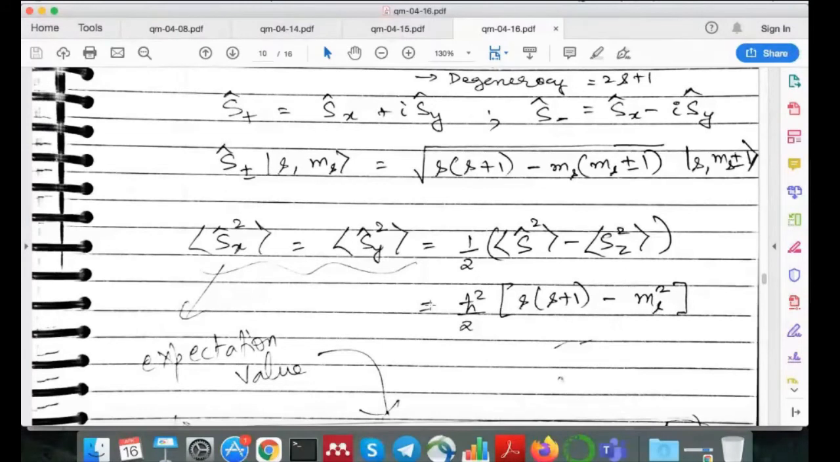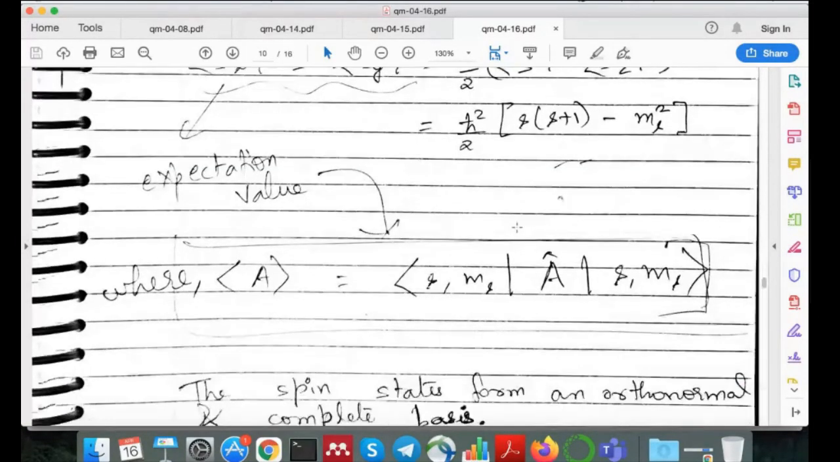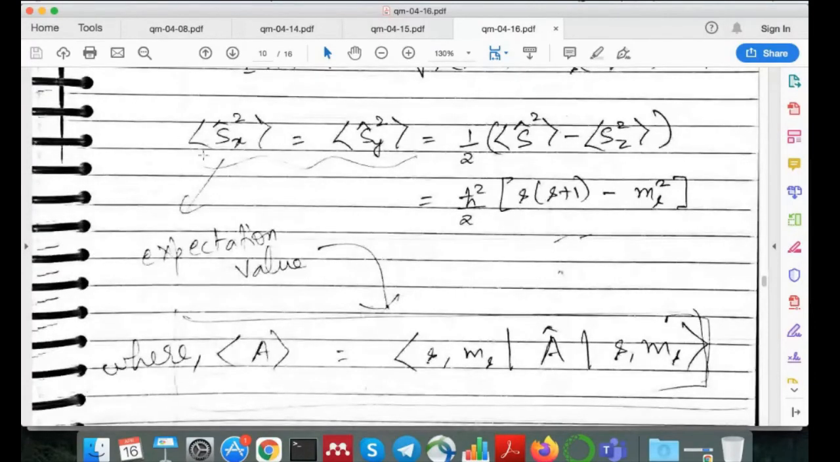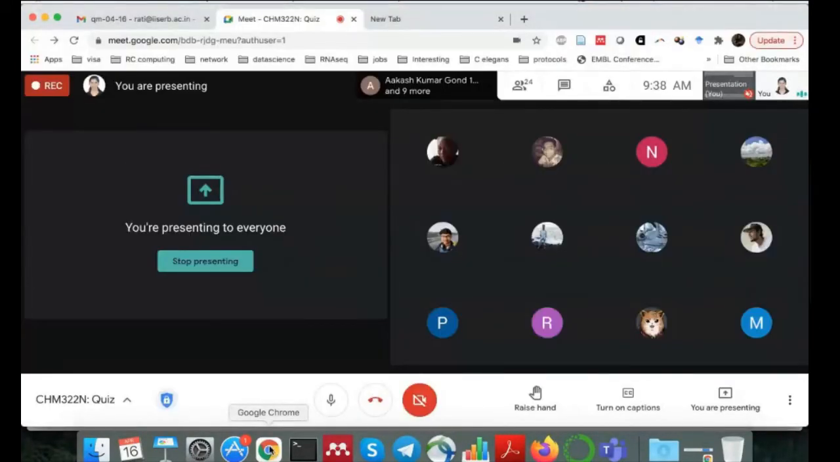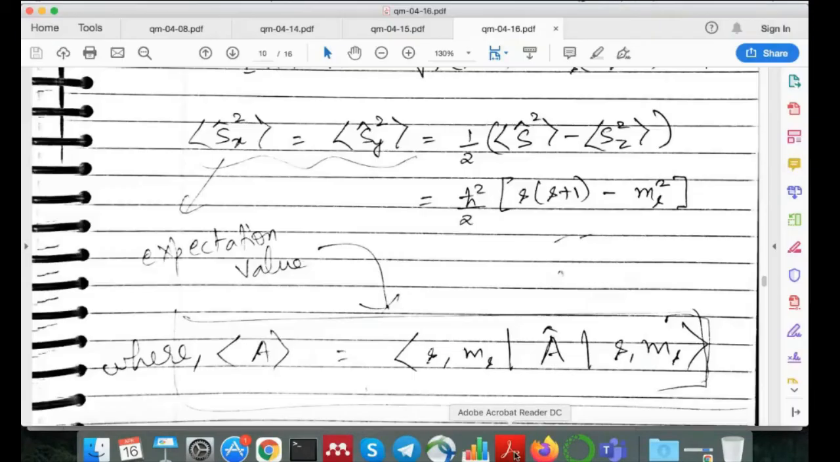The second thing is you can also always write Sx² or Sy² in terms of ½(S² - Sz²). This is also a useful relation. And these are your expectation values. When you write some operator inside the angular bracket, it represents an expectation value, and we know what we mean by expectation value, right? We mean that the operator is sandwiched between a bra and a ket. Any questions? Let me know if you have any questions. Right, we are all right in this chapter.